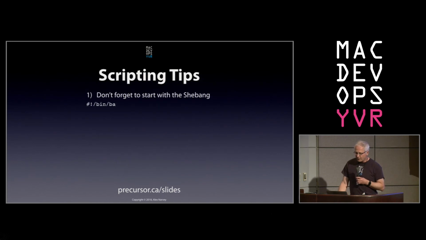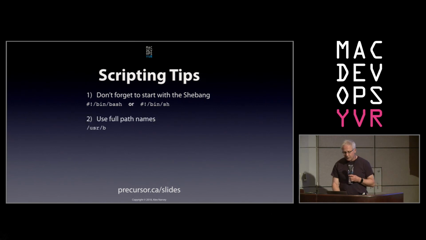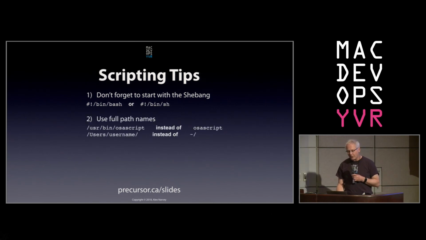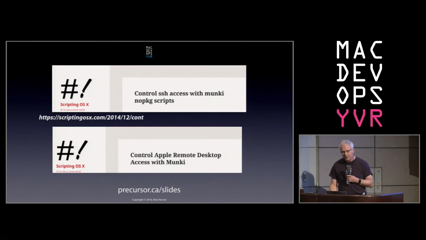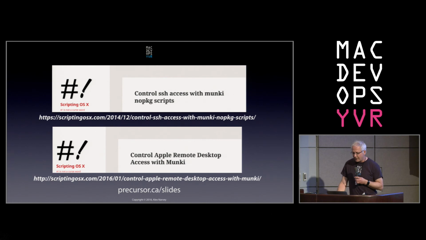Some scripting tips. Don't forget to kick off your script with the shebang. Use the full path name for a tool. Specify the full path to the home directory. And these monkey plists are XML files, so avoid using special XML characters like greater than, less than, and ampersand. A lot of people are better at scripting than I am. So, for example, on osxscripting.com, you can find some really great, much better than my own monkey no package scripts, and they have built-in check routines to find out if they've already been accomplished or still need to be run.